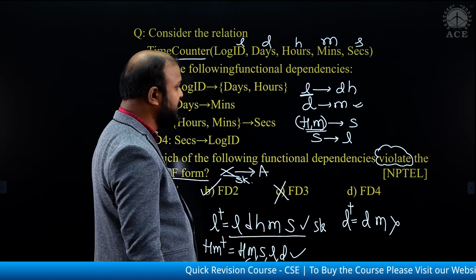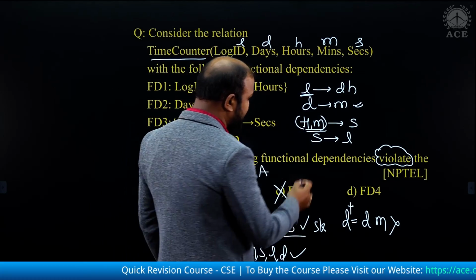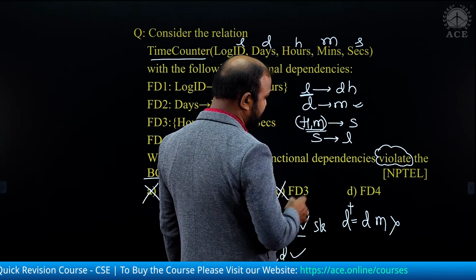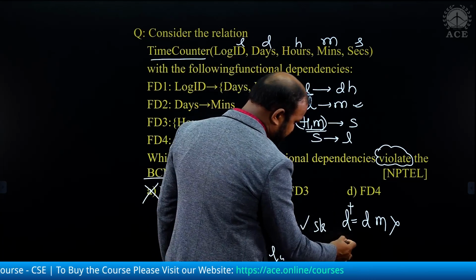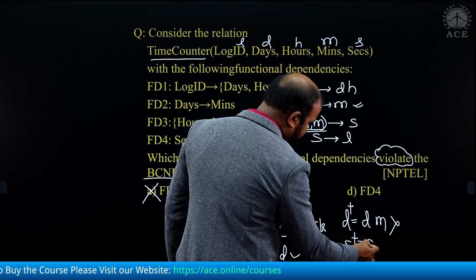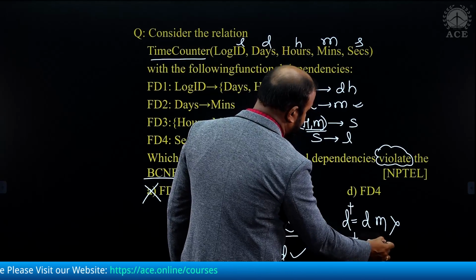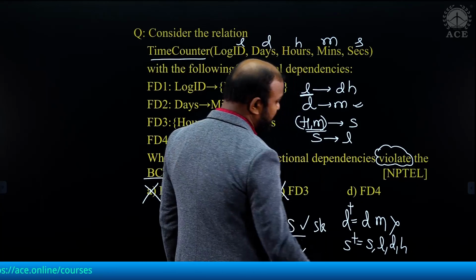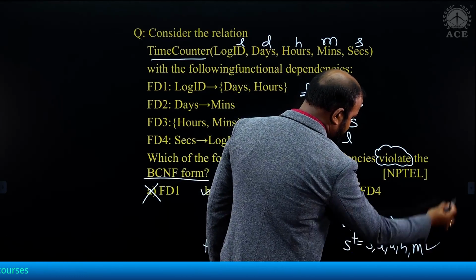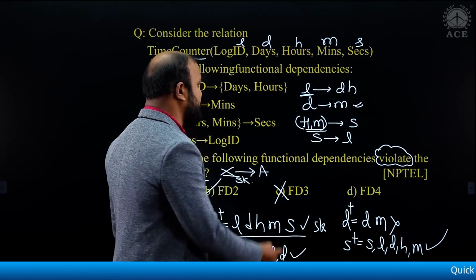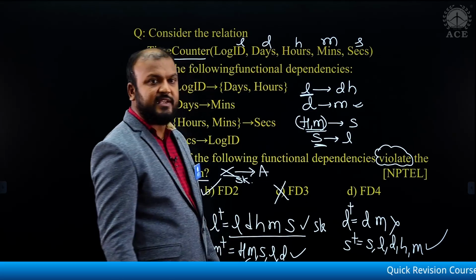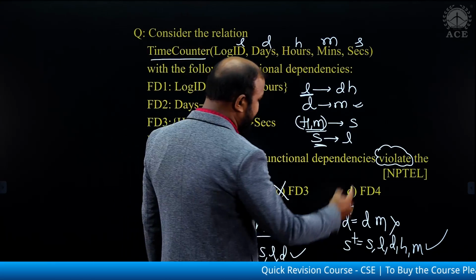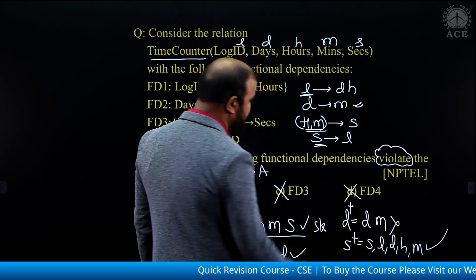And the last, S to L. For it to violate, S should not be a super key. To satisfy, S should be a super key. What is S closure? S. With S, I am getting L. With L, I am getting D and H. With D, I am getting M. All attributes. So S is also a super key. Because S is a super key, S to L is satisfying the BCNF rule. Because the question is about violation, option D is incorrect.